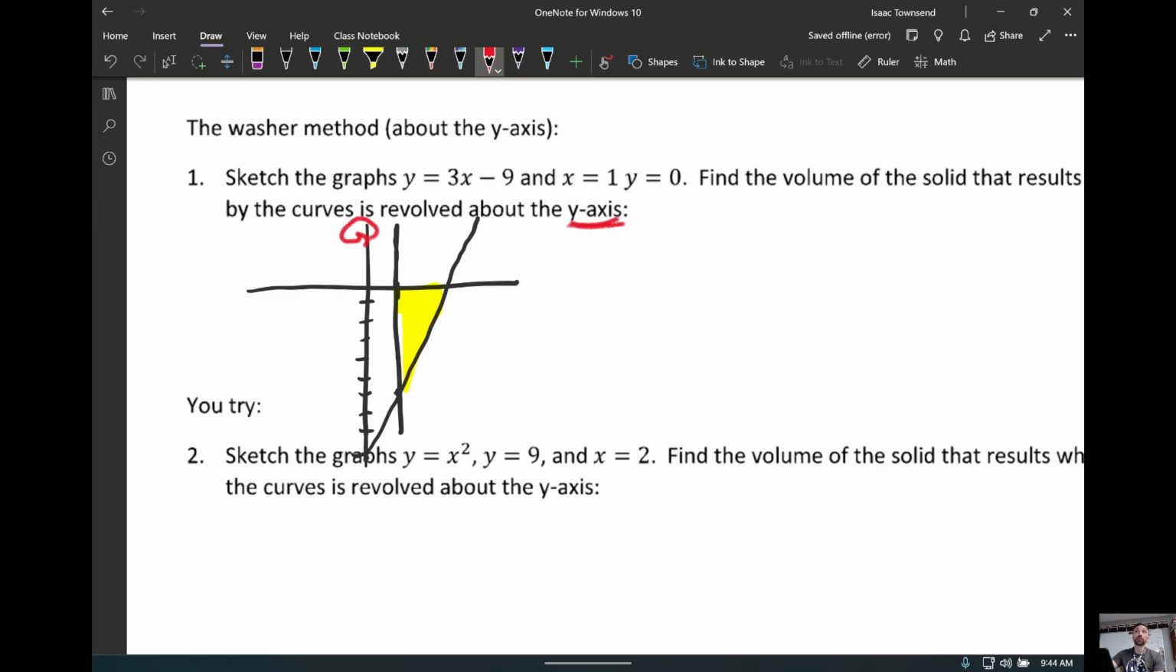I'm rotating it around the y-axis, so this gap in area is going to create a gap in volume when I rotate. So I'm still going to take a couple points on the outside and rotate them around this line.